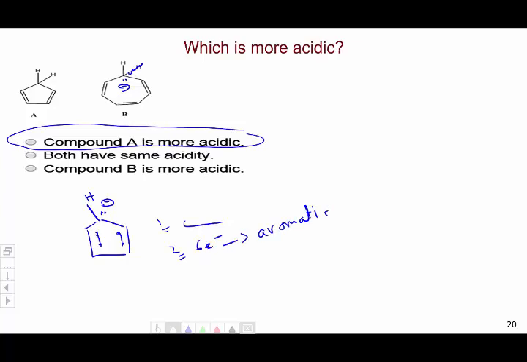Compared to this one in here, 1, 2, 3, 4, 5, 6, 7, 8. 8 electrons, and definitely it is cyclic, fully conjugated with 8 electrons, and antiaromatic. So in other words, A is much more acidic because it's forming a more stable conjugate base. The more stable the conjugate base, the more acidic is the compound.